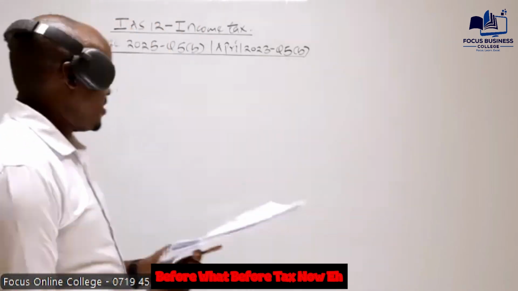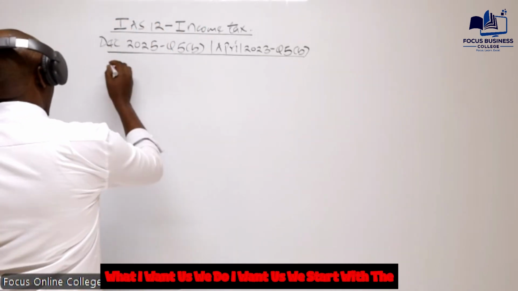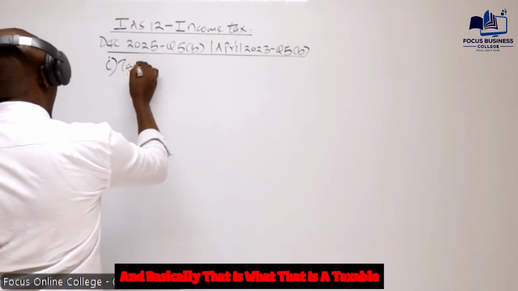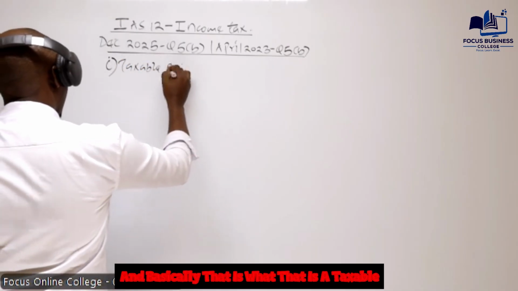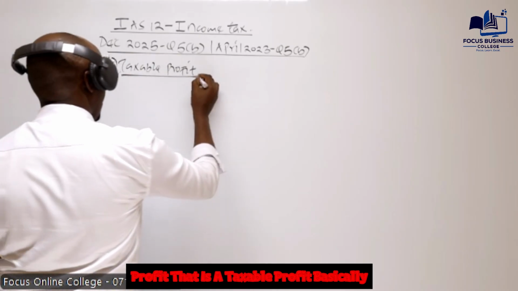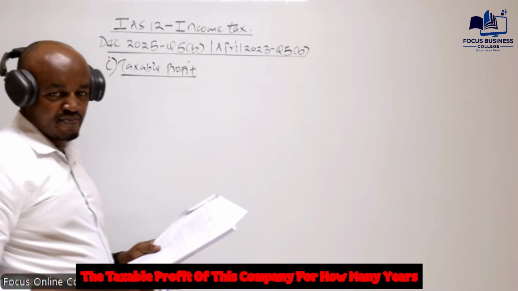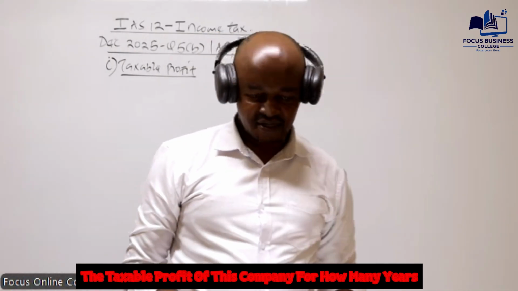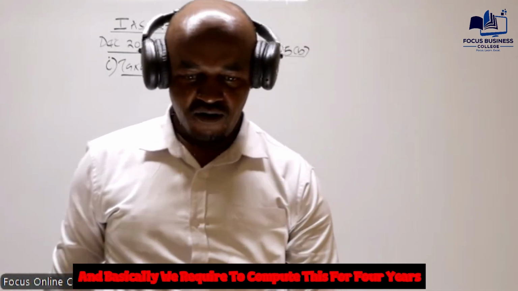Before tax. Now, what I want us to do, I want us to start with what is required in Roman 1. And basically, that is what? That is the taxable profit. Basically, we are required to compute the taxable profit of this company for how many years? Basically, we are required to compute this for 4 years.